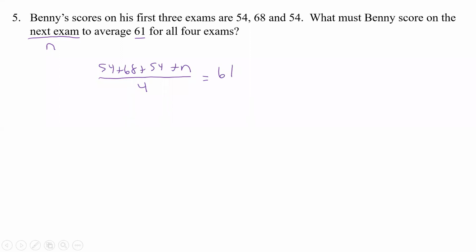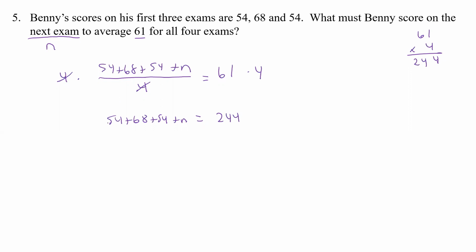Okay. All right, so now how do we solve this one? Well, we have to get rid of that 4 in the denominator first. So let's multiply both sides by 4. When we multiply by 4 and divide by 4, those cancel. And so we have 54 plus 68 plus 54 plus n equals, now 61 times 4, let's check that out. 4 times 1 is 4, 4 times 6 is 24. So that's equal to 244.